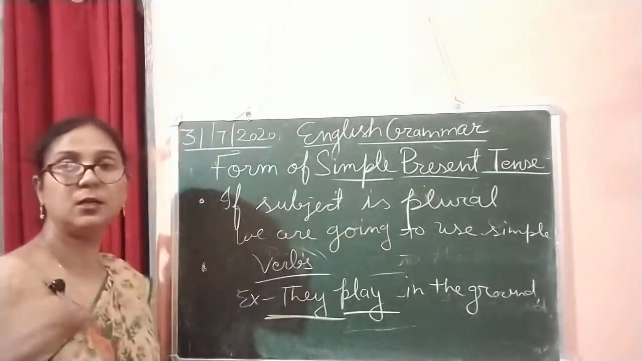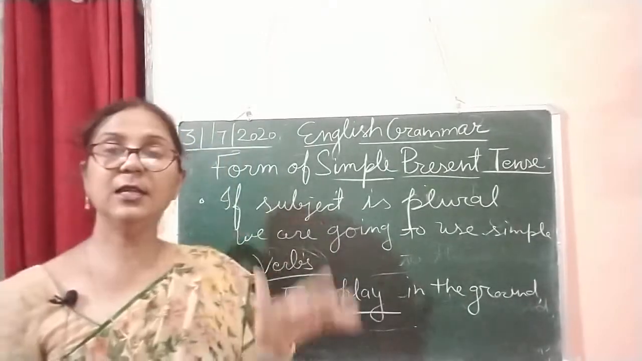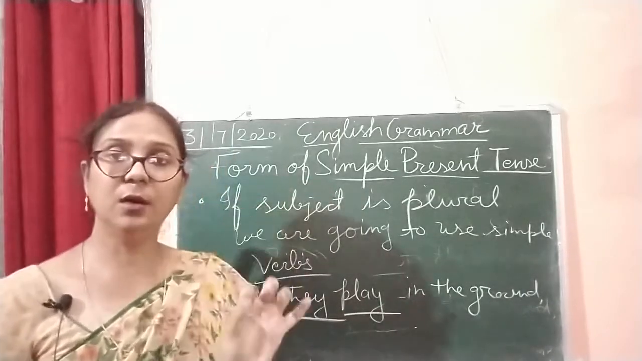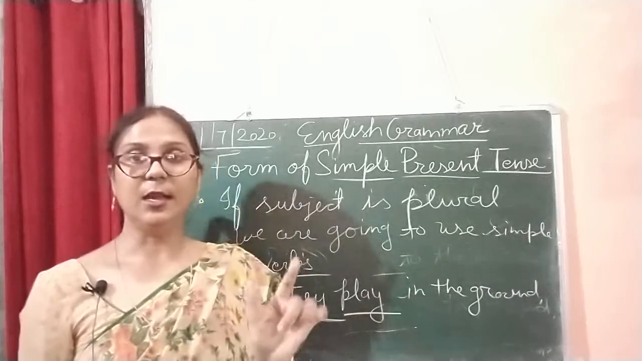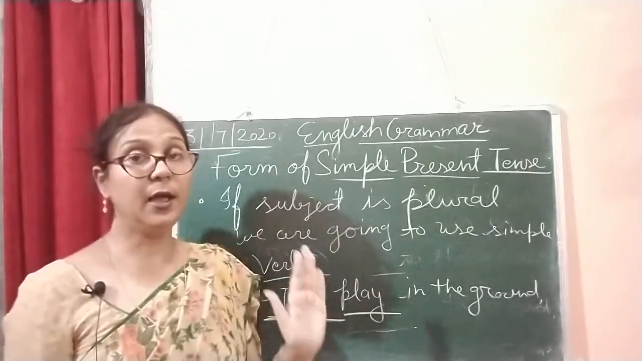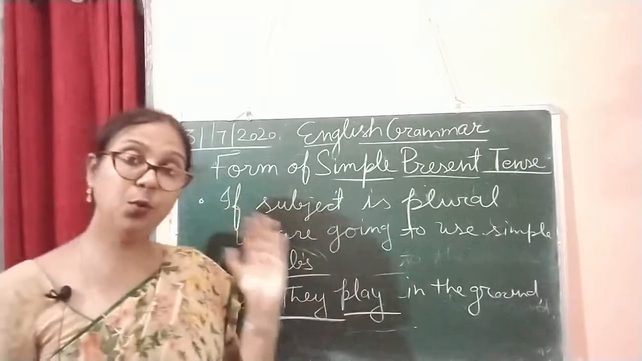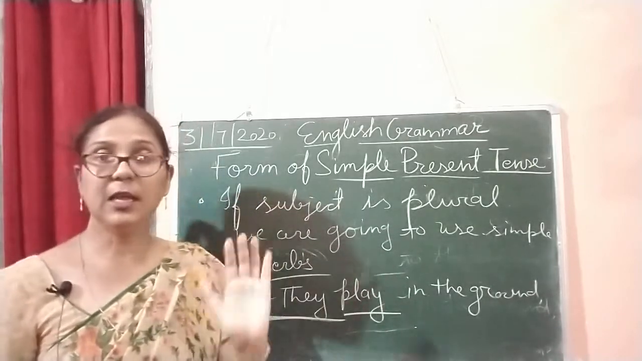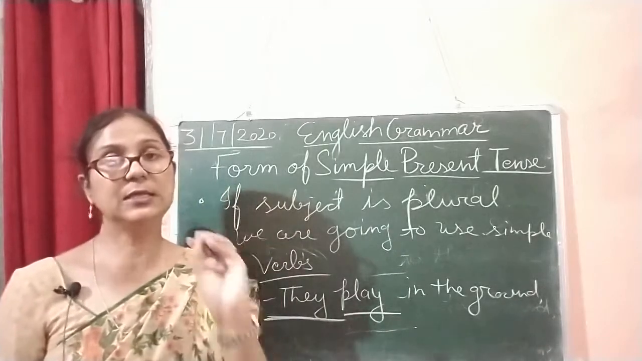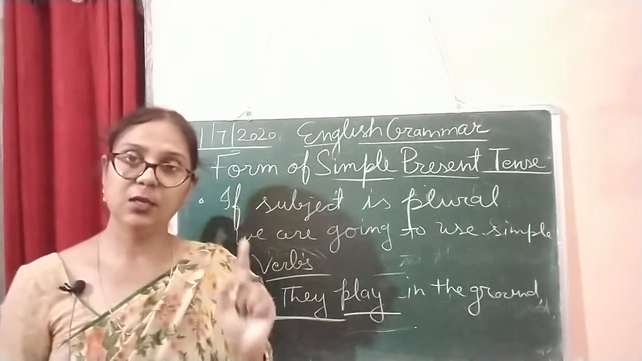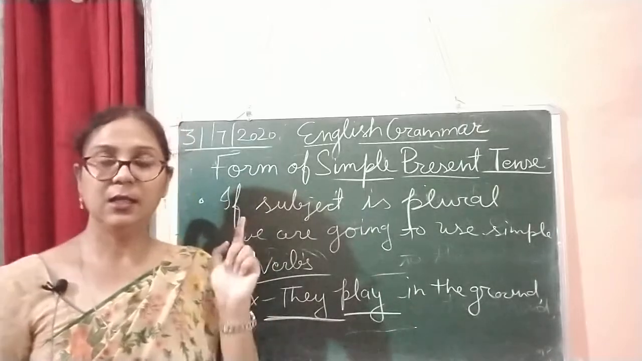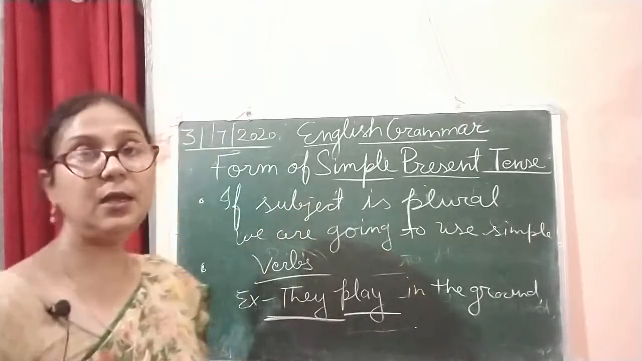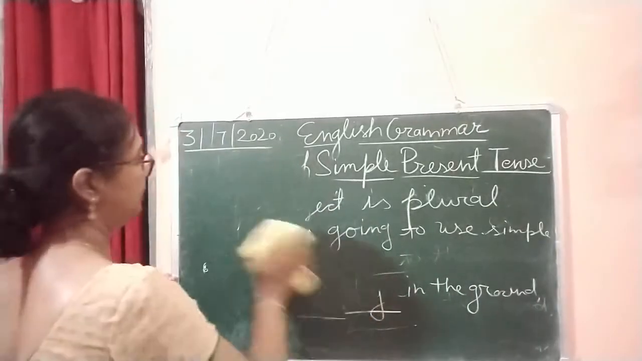It will be incorrect. So always remember, whenever the subject is singular, we are going to add S or ES to the verb. When the subject is plural, then we are not going to use any S or ES. We just write down the simple verb over there. So this we have to keep in mind. That is why mistakes can be done.